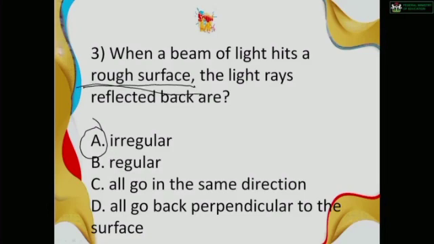So when light falls on a rough surface, the light rays that are reflected will be reflected in an irregular manner. They will not be parallel to each other. They will all go in random different directions when they are leaving the rough surface.